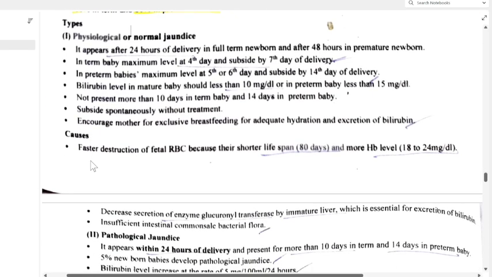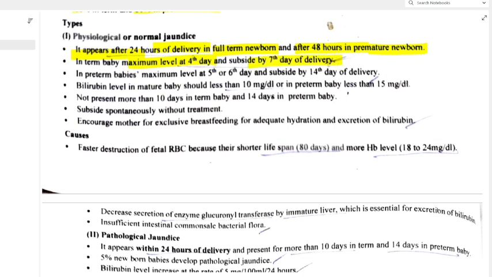Now types. See, physiological or normal jaundice. What is that? It appears after 24 hours of delivery in full-term newborn and after 48 hours in premature newborn. If it is a preterm baby, then it will come after 48 hours. If it is a term baby, it is coming after 24 hours. Then in term baby, maximum level at 4th day and subsides by 7th day of delivery.